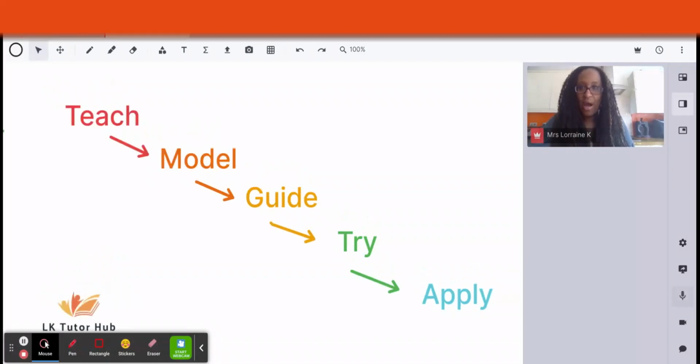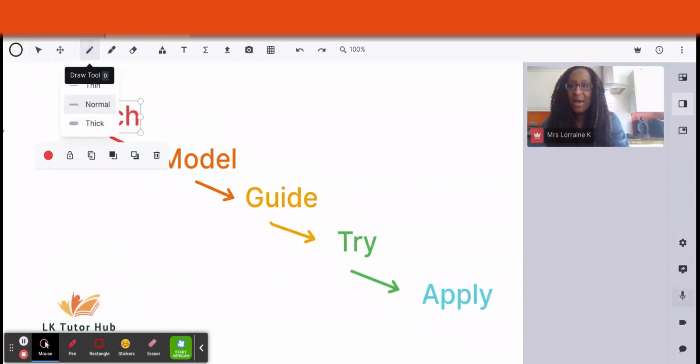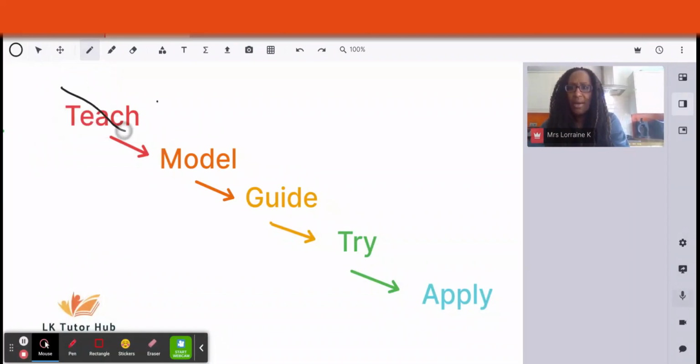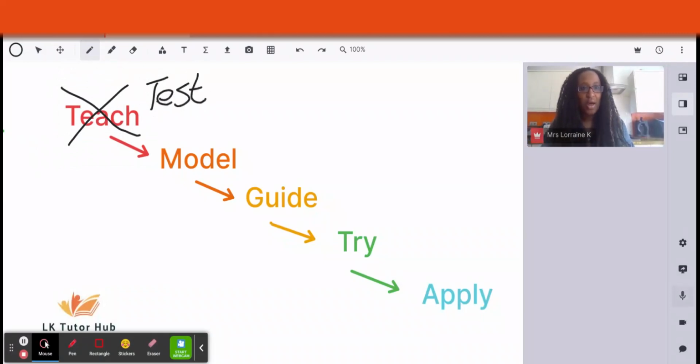model. What you'll find is that you'll have to change this step, the teaching step, to actually to test. Because as a tutor, what you'll find is that students have the majority of time already learnt something at school. And what you're there to do is to reinforce it, or they might not have understood it. So you're there to explain it again.